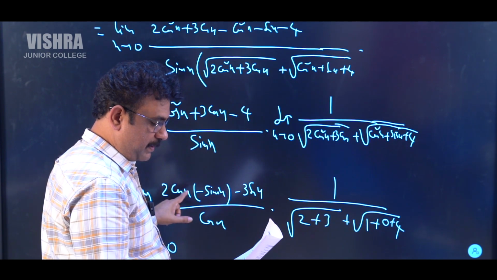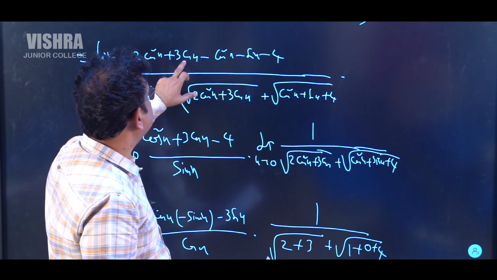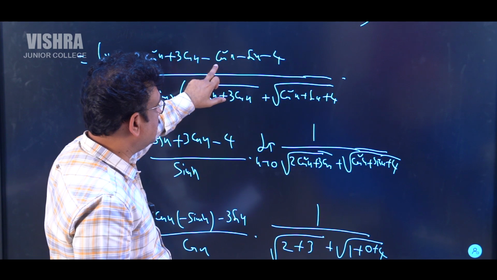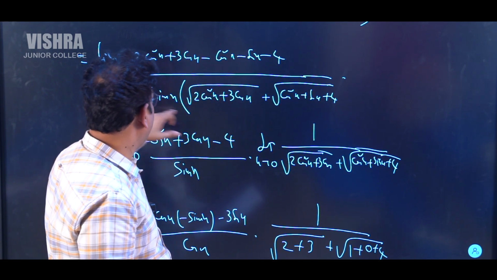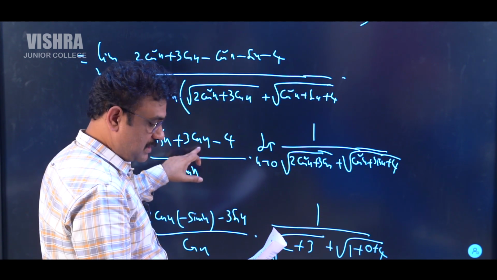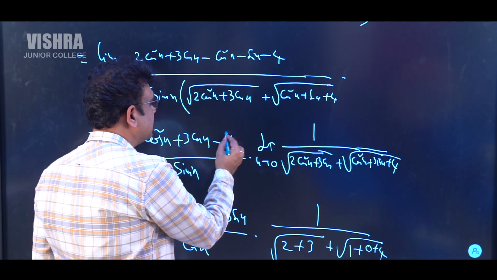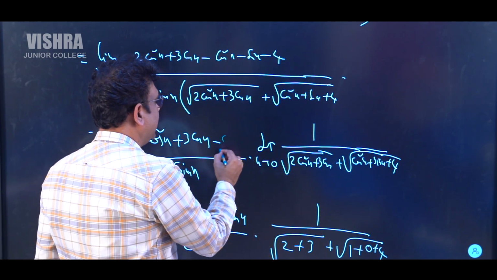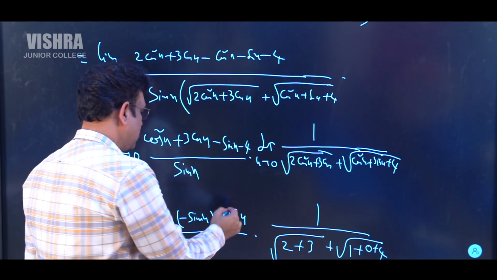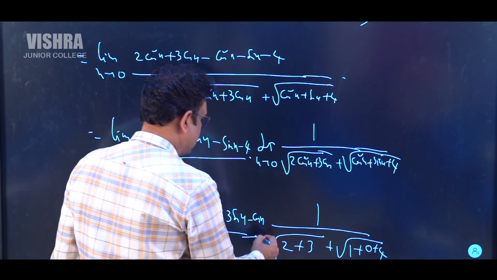3 cos x minus 3 sin x minus cos x. So 3 cos square x plus 3 cos x. So 3 cos x minus cos square x minus sin x plus 4. So cos square x, 3 cos x minus sin x minus 4. So this is equal to minus sin x minus 4, minus 4. So that minus sin x is equal to minus cos x.